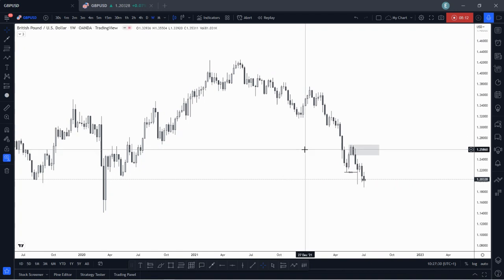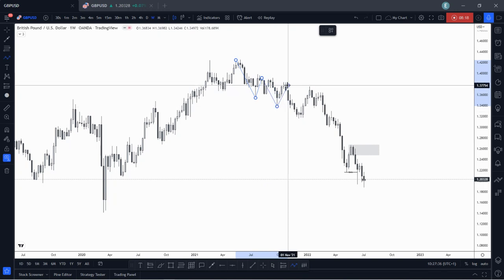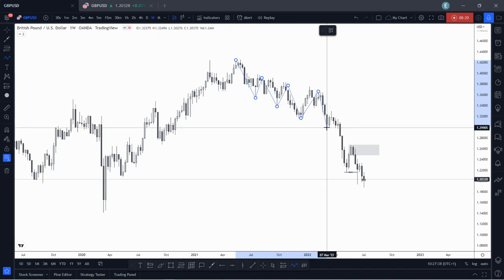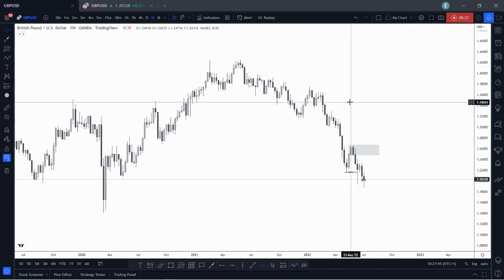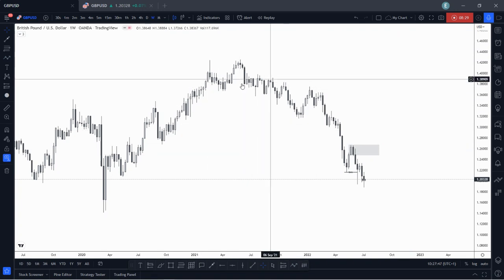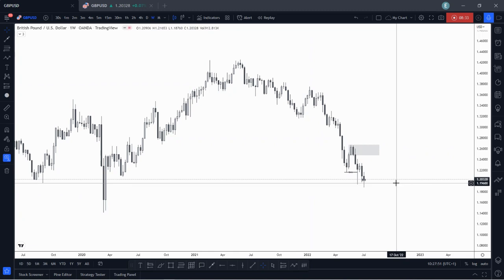So as you can see on the weekly time frame, we had the market coming down consistently. We are creating lower lows and lower highs all over the place. But because I'm on the weekly time frame, I'm not really interested in what is going on right here. I want to look at the most recent leg of the market.